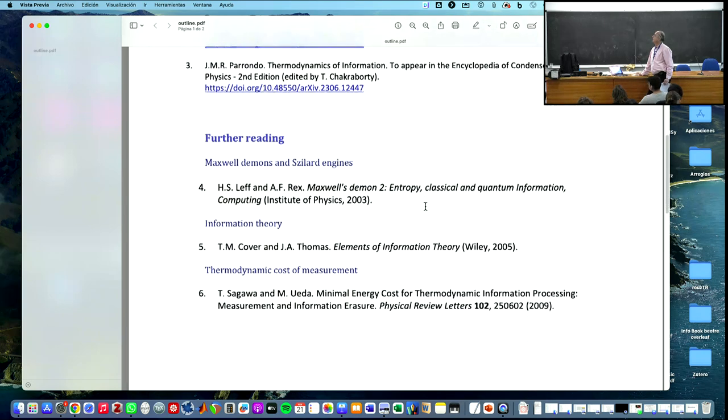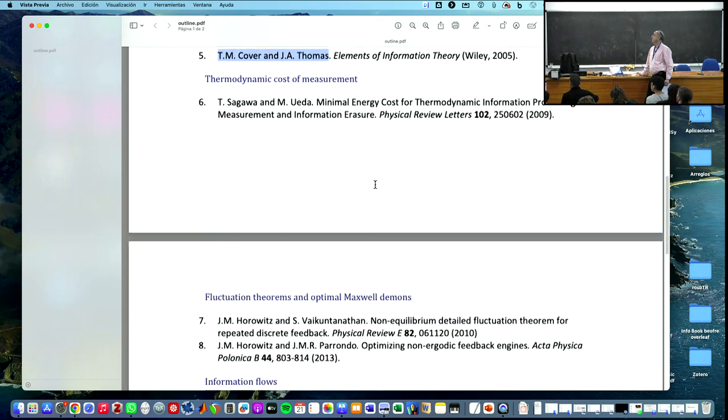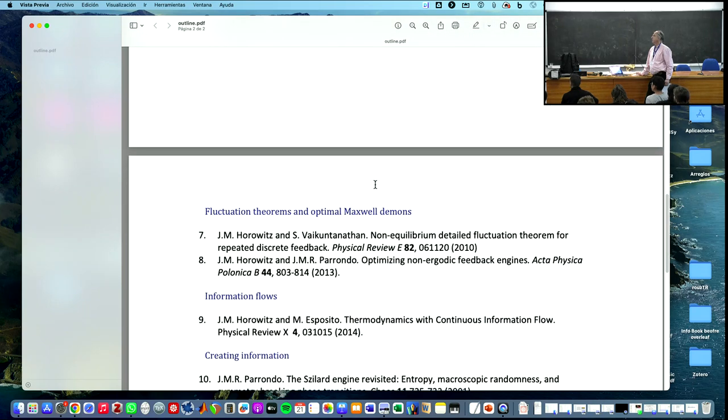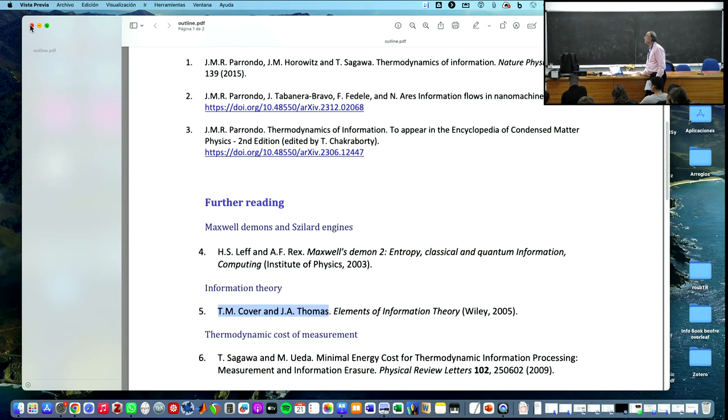And here you have the references, which are more on each chapter. If you are interested in information theory, the best book is this one by Cover and Thomas, Elements of Information Theory. This is a great book with a lot of examples and exercises, and very intuitive. And here is the Maxwell demon and so on. And then here you have the original papers of each topic, if you want to go to the original papers. And then you have the exercises.